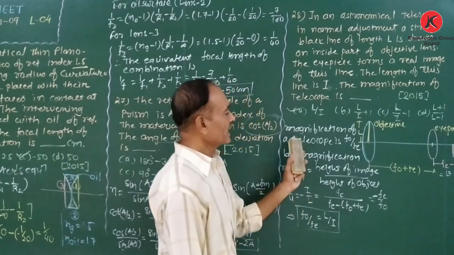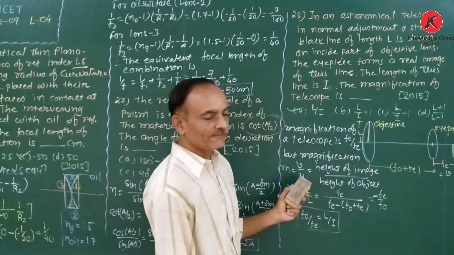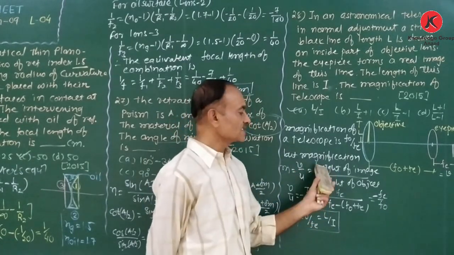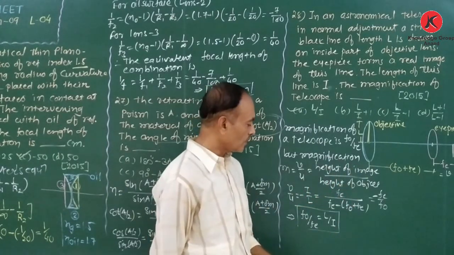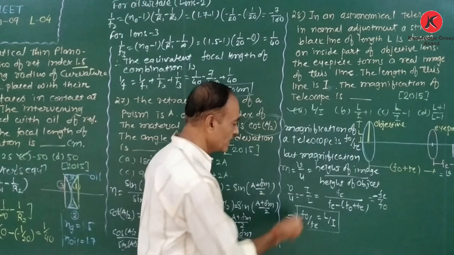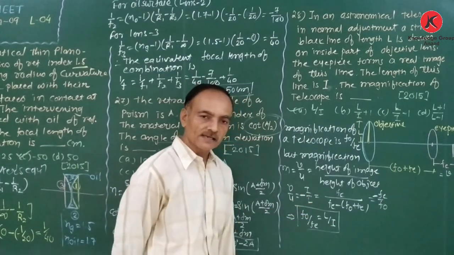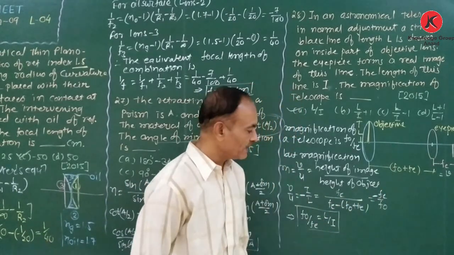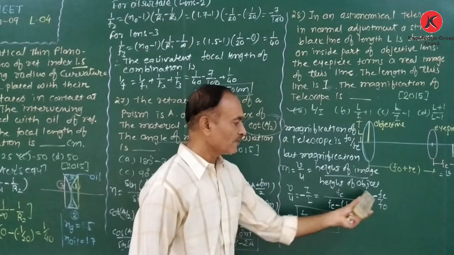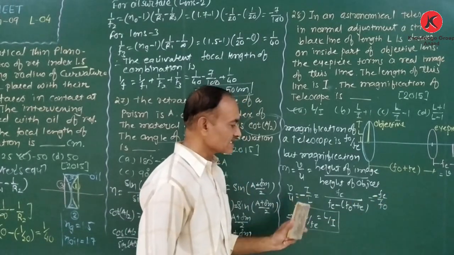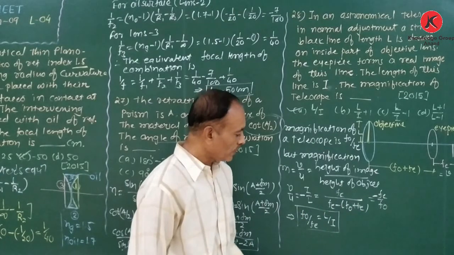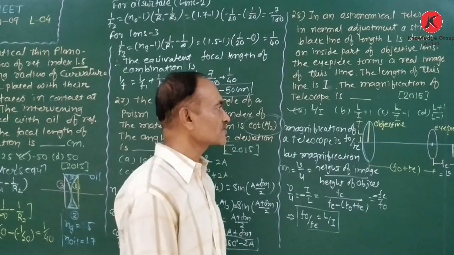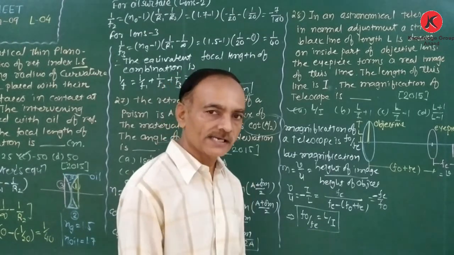Now, the magnification of a telescope is FO upon AP, and we also know that the magnification of a lens is the magnitude of V upon U, equal to height of image upon height of object. Therefore, V upon U is equal to minus I upon L. Now V, the image distance, is AP, and the object distance is minus FO plus AP. Therefore, minus AP upon FO is equal to minus I upon L. Take the inverse, therefore FO upon AP is equal to L upon I. So that is our answer, the magnification of an astronomical telescope. Clear? Okay.